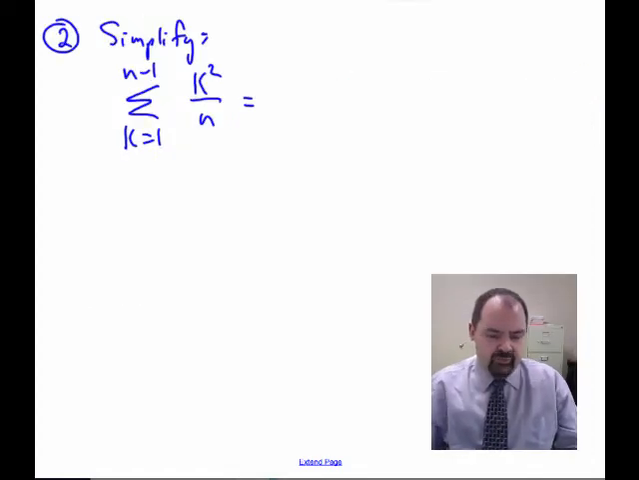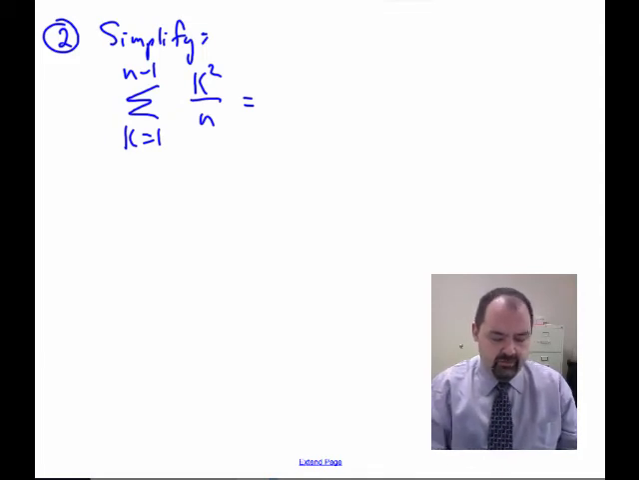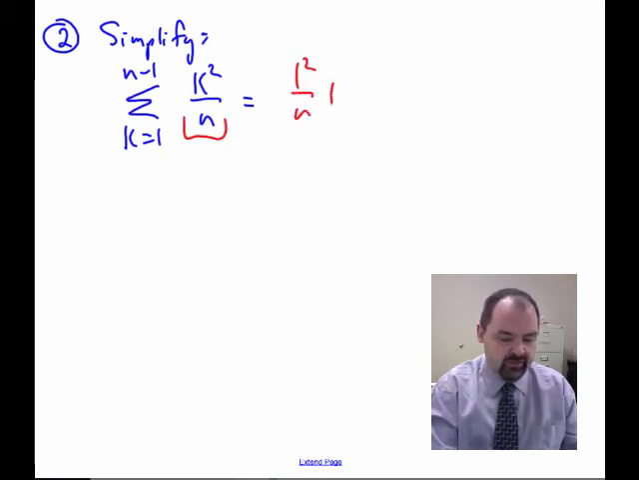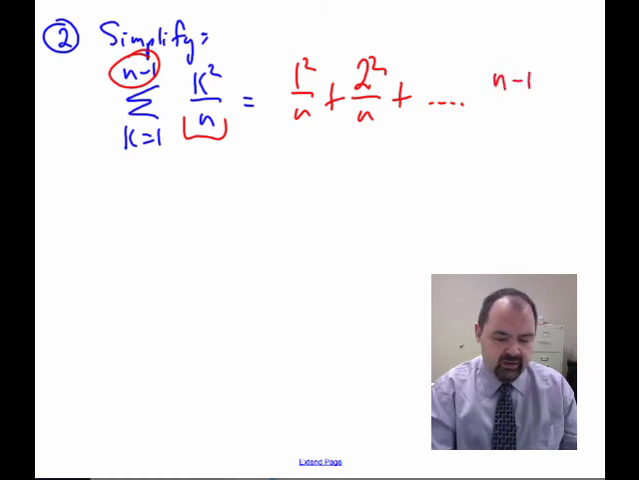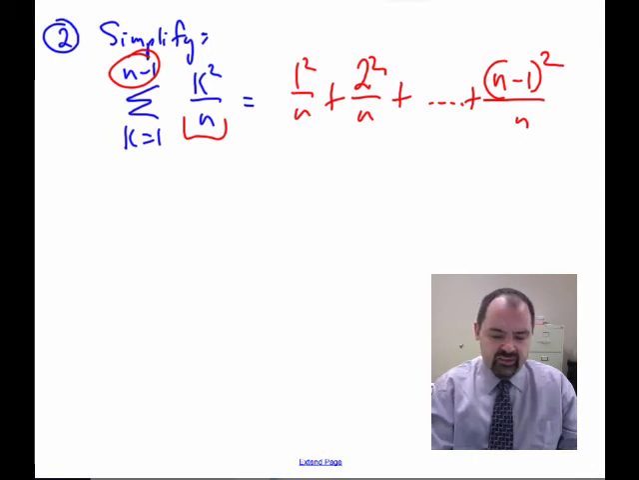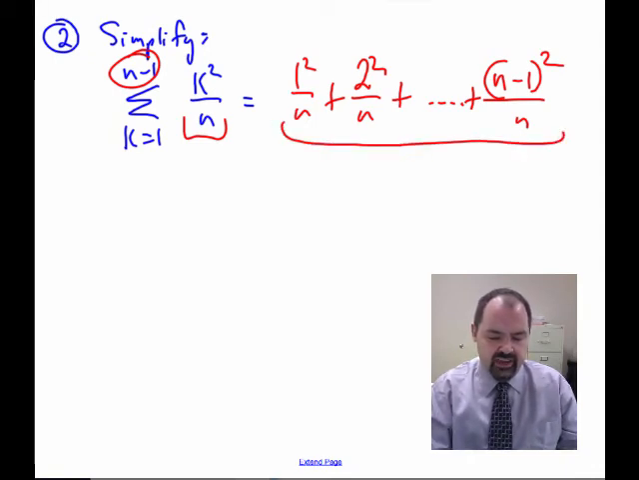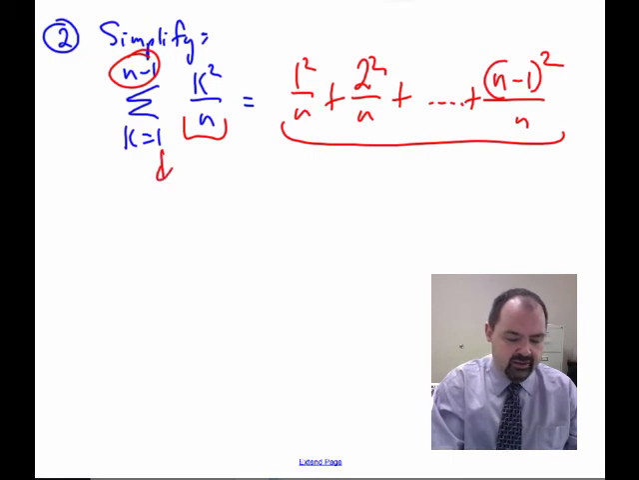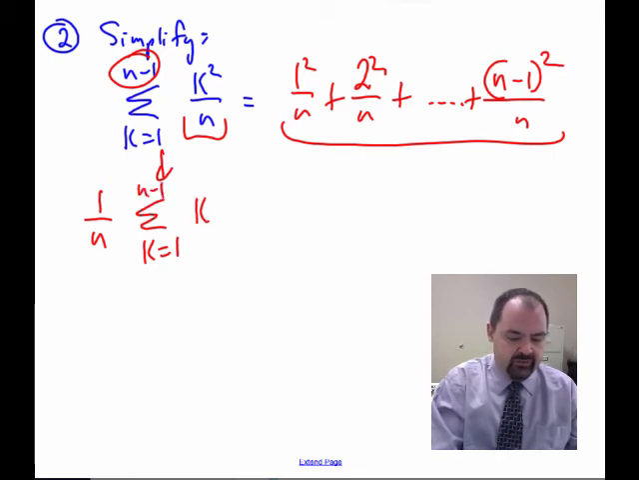Okay, let's look at this example. We want to simplify this expression, the sum of the form k squared over n. So the terms here would be 1 squared over n, plus 2 squared over n, plus 3 squared over n, plus all the way up to n minus 1 squared over n. Well, we can see that all of these terms have a denominator of n. So we can pull that constant out front. 1 over n, the sum as k goes from 1 to n minus 1 of k squared.